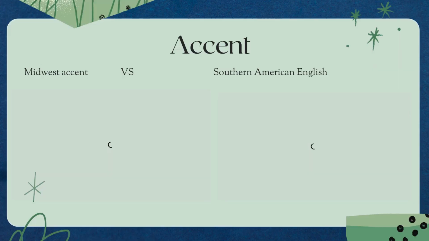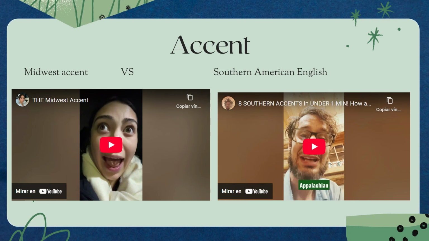So here we have two examples, Midwest accent in the United States and Southern American English. Midwest are the states in the Midwest, in that area in the north of North America, and we have states like Ohio, Minnesota, Indiana, Illinois, etc.